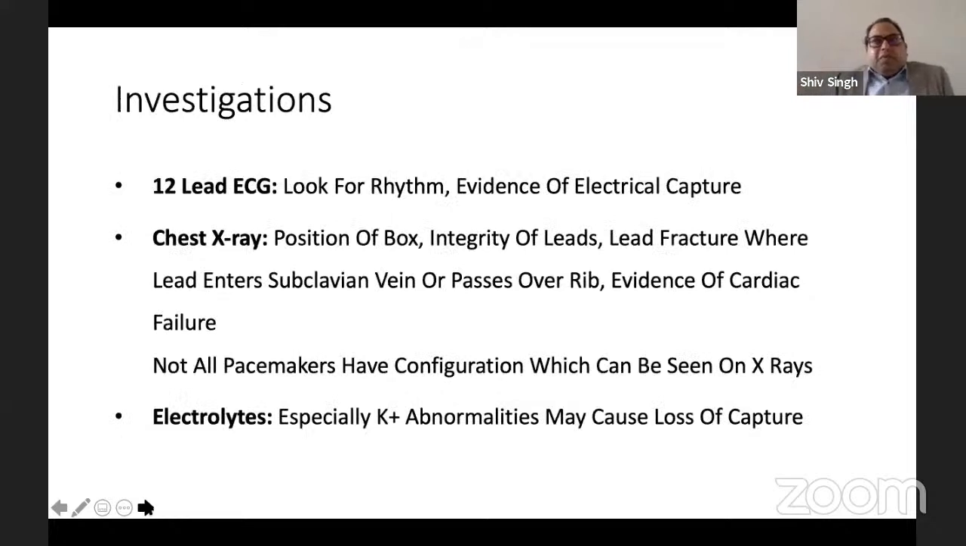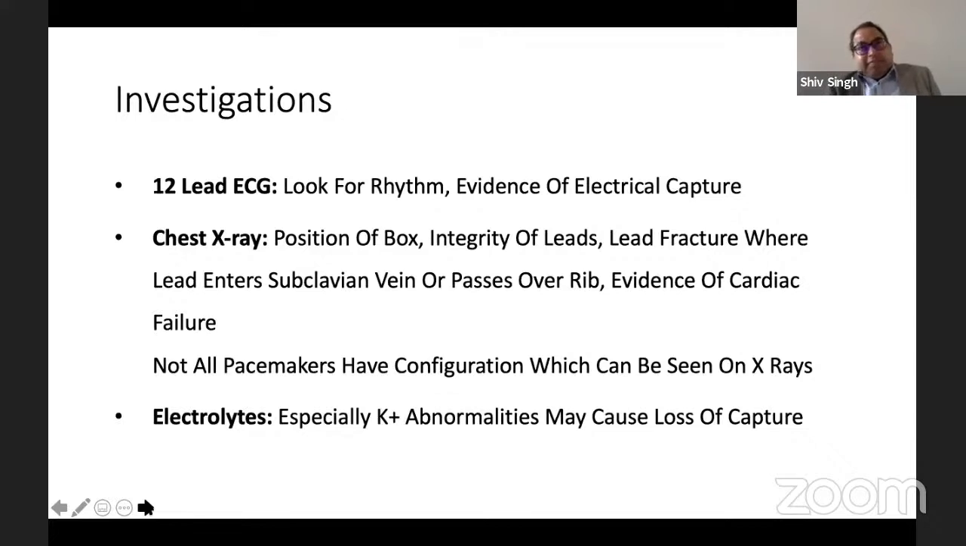So the investigations: we will look at a 12 lead ECG, we'll look at the rhythm, we'll look at the evidence of electrical capture. Chest X-ray, like I have said, we will look at the position of the pacing box, integrity of leads. We'll look at whether there are any fractures. We can also find out from where the pacing wires have been placed. Okay.